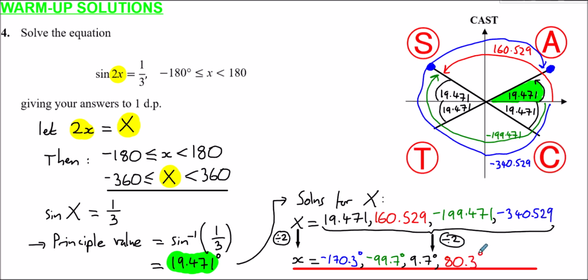And that's it, quite a long warm-up really. Question 4, these CAST diagrams can take a long time, but it's worth revising them, so that's why I threw it in. Let's now have a look at the next part of this mechanics course. So let's see what's in store.